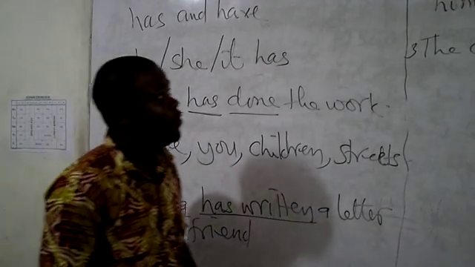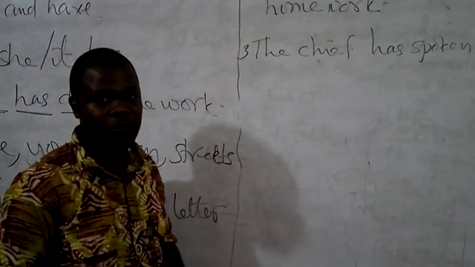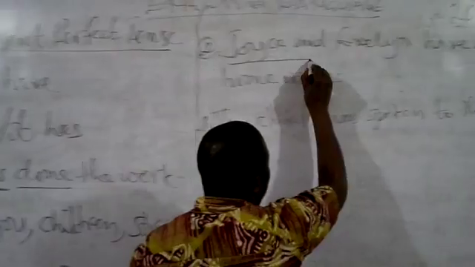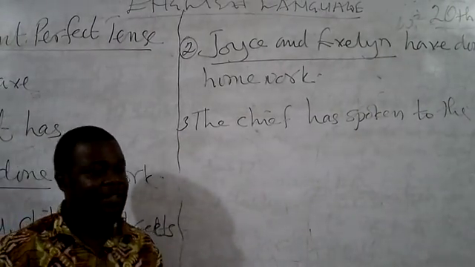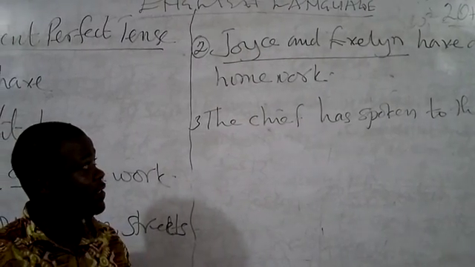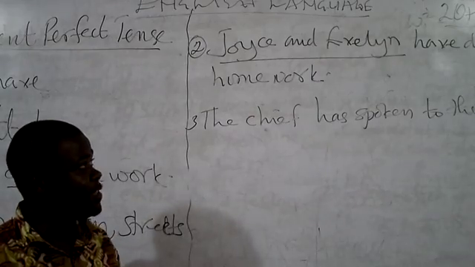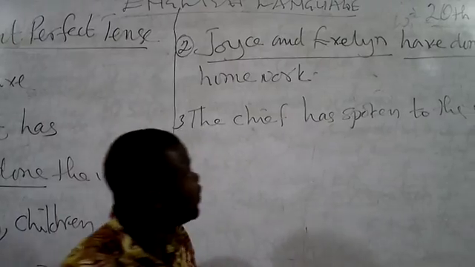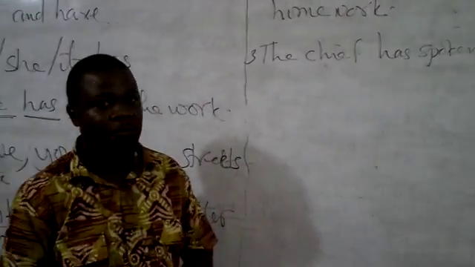Example 2. We have Joyce and Evelyn have done their homework. The subject here is Joyce and Evelyn. And because the subject is plural, it has to take the plural perfect, and that is have, followed by the past participle, and that is done. So we have Joyce and Evelyn have done their homework.